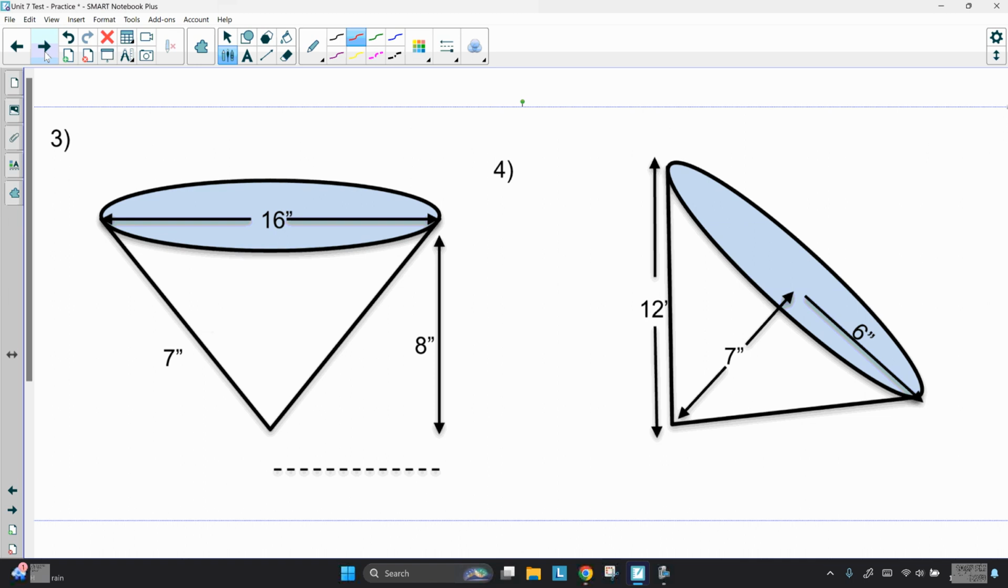Cones. Remember the formula for cones. The volume would equal one third times the base, which in these cases are circles, so it'd be pi r squared times the height.